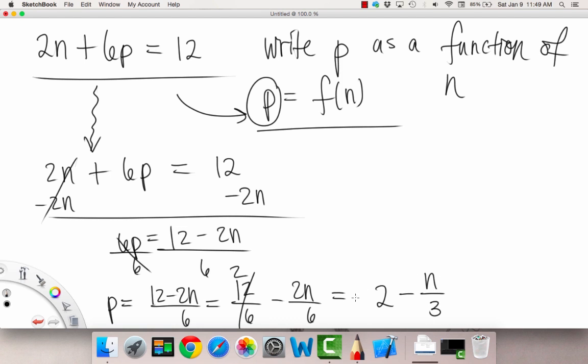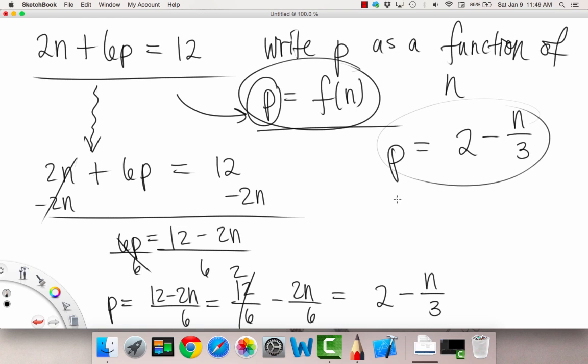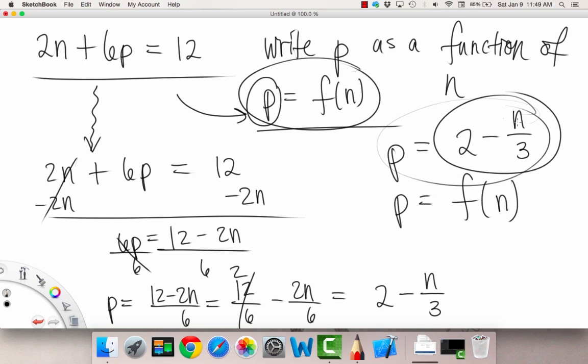Let me rewrite it up here. We've reached the point where p is equal to 2 minus n over 3, okay? See how this follows the formula for function notation? p is now represented as a function of n, and this here is our explicit formula for that function. So this would be our answer by writing p as a function of n.